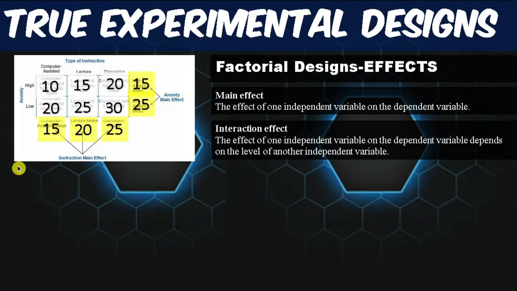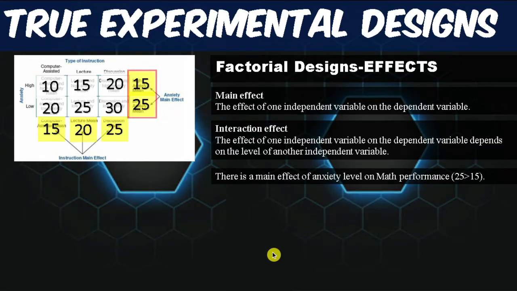The relationship between the independent variables, type of instruction and anxiety, to academic performance. At this time, the researcher was able to gather data. The results are summarized here. Under computer assisted with high anxiety, there were 10 students. Under lecture, still with high anxiety, there were 15. Under discussion with high anxiety, there were 20. So there are 6 cells here.